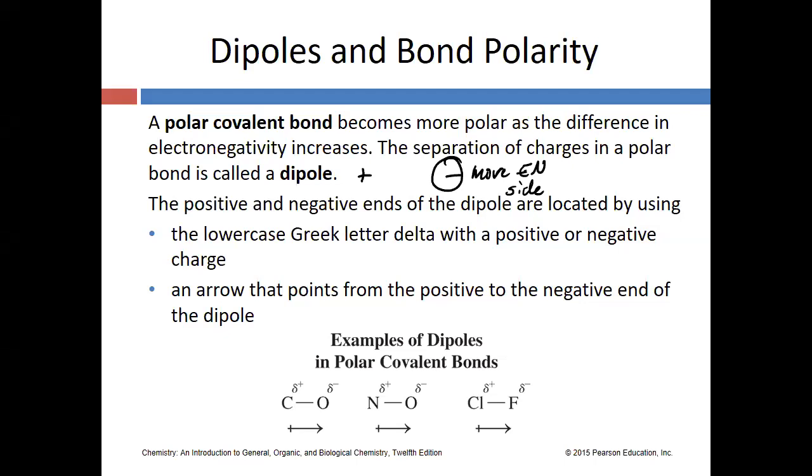We can show dipoles in a number of different ways. The most common ways are these two. Lowercase Greek letter deltas with the sign can tell us the positive side and the negative side. So this funny looking symbol here, that's the lowercase Greek letter delta. And a positive on that delta indicates that this is the side that has lower electronegativity. The minus would indicate the side that has higher electronegativity.